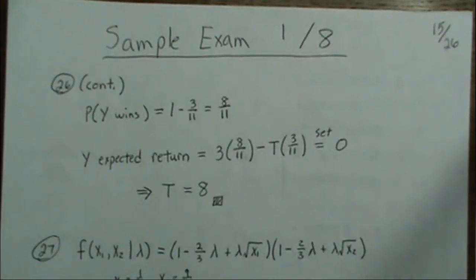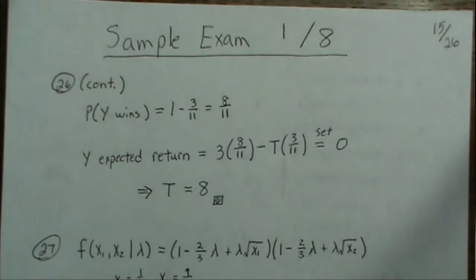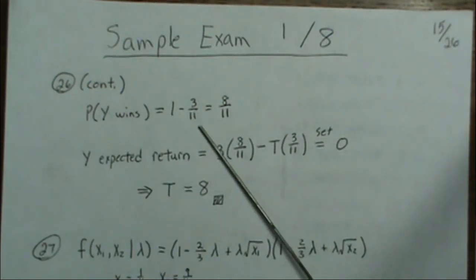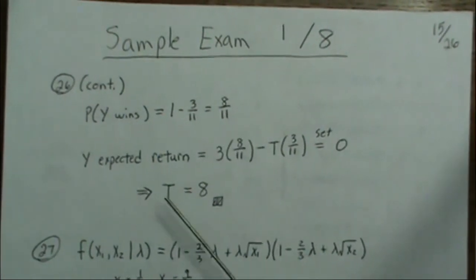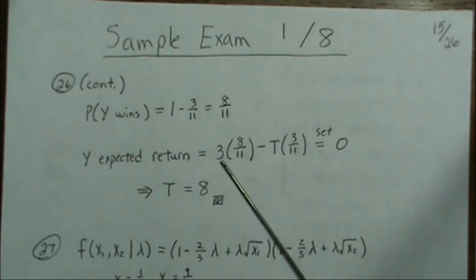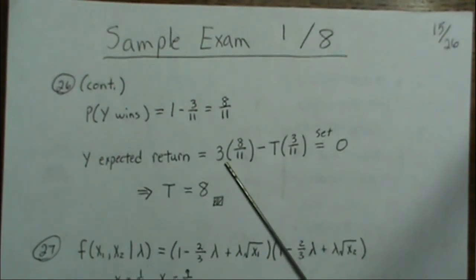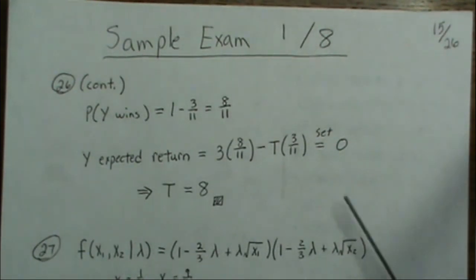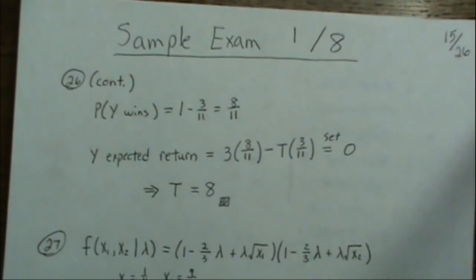So number 26 is continued. The probability that Y wins is going to be 1 minus 3/11. That's 8/11. So now the expected return is how much money you bet when you win minus how much you bet when you're expected to lose. And to be a fair game, you set that to 0. You can solve for t. T is equal to 8.